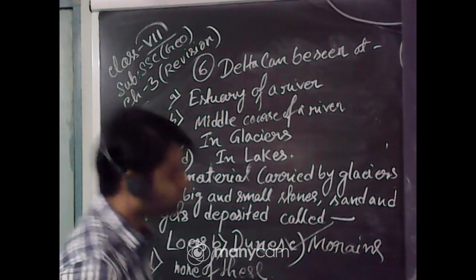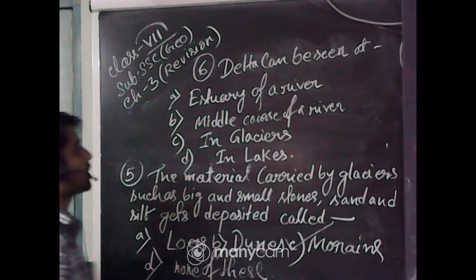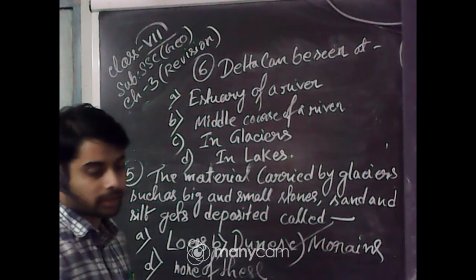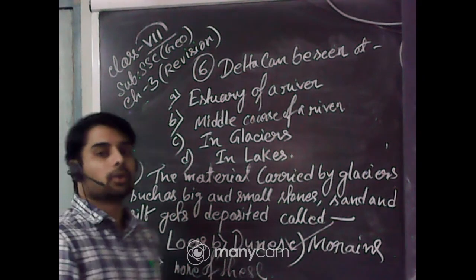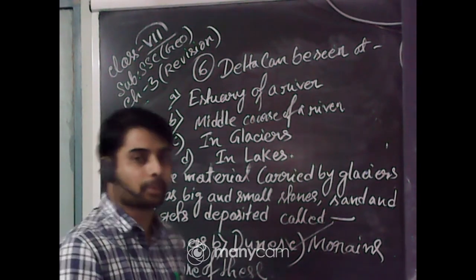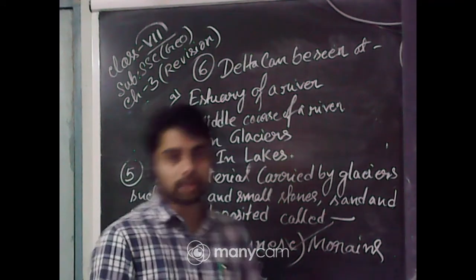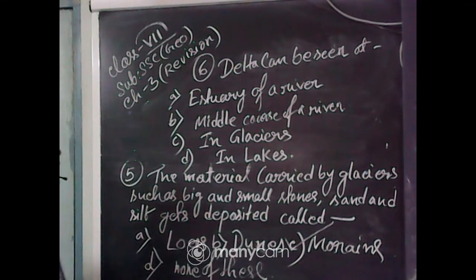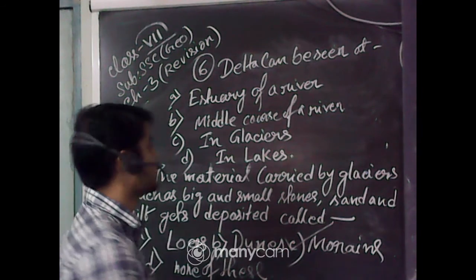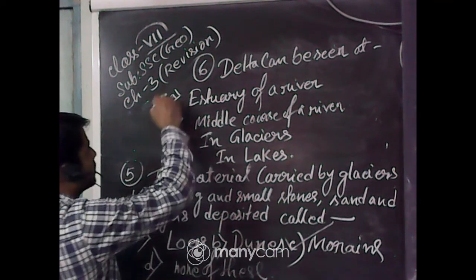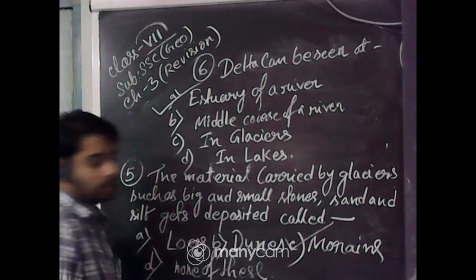Okay, most of the students mentioned A, means estuary of a river, and it is almost similar, because estuary means a place where river meets with the ocean or sea. It is called estuary, and in most cases the delta also forms in those regions. So delta can be seen at the estuary of the river. It is the correct option.